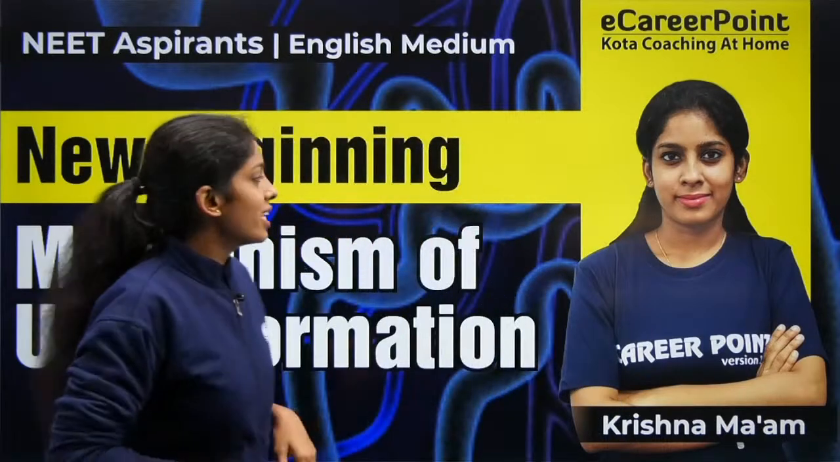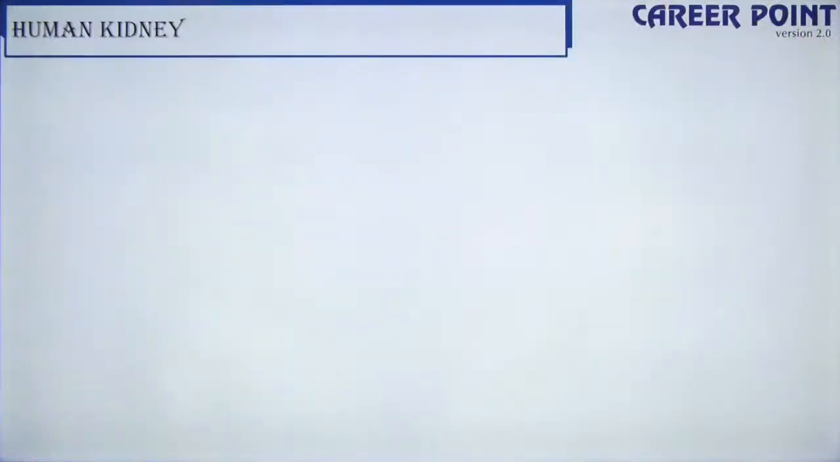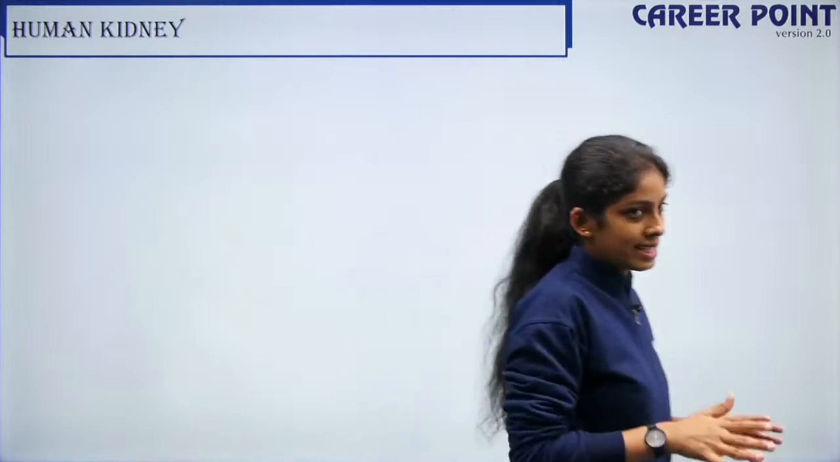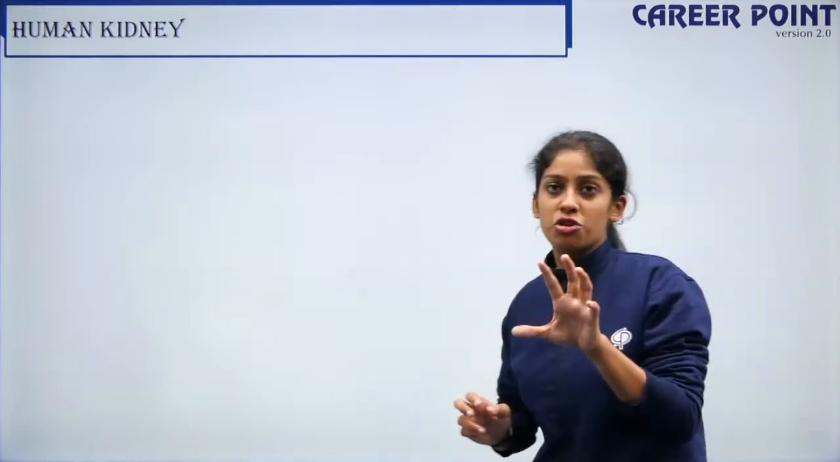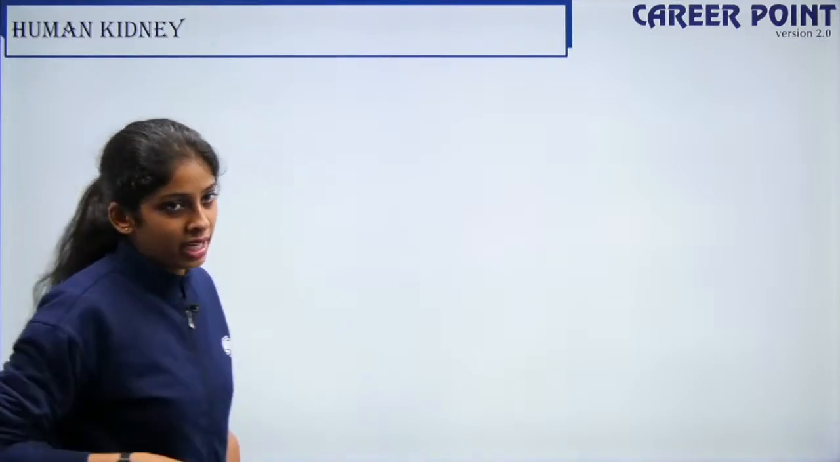So without any further delay, let's move forward to talk about the mechanism of urine formation. Before we go, let me recap the structure of the human kidney. I hope the human kidney is pretty clear. We also spoke about the structure of the kidney and the structure of the nephron separately. I'll give you a quick recap of the structure of the kidney.